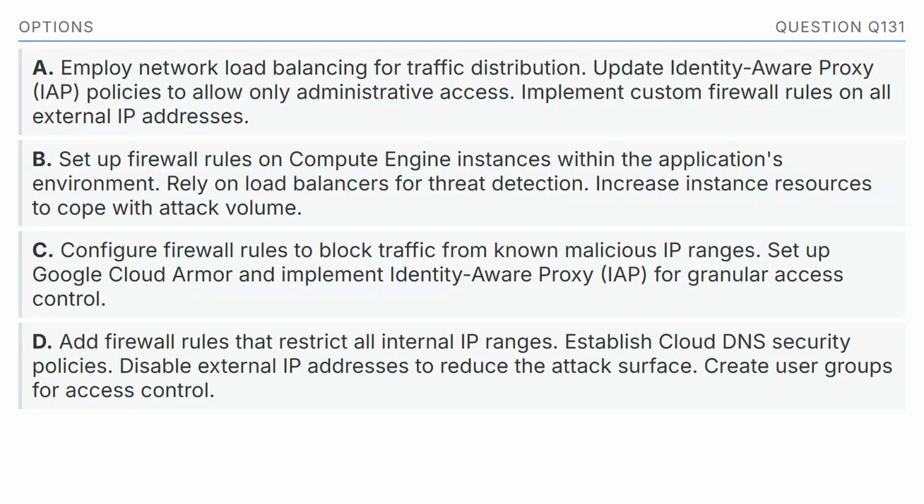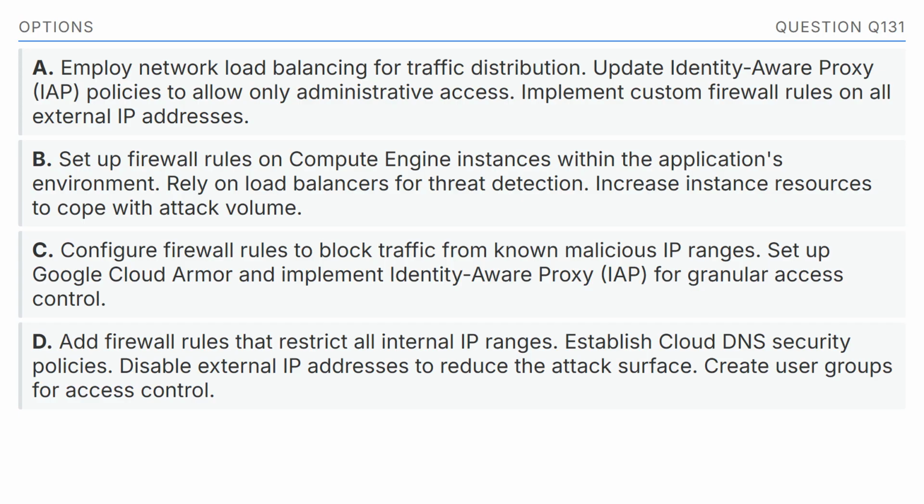The options are: Option A, employ network load balancing for traffic distribution. Update identity-aware proxy (IAP) policies to allow only administrative access. Implement custom firewall rules on all external IP addresses. Option B, set up firewall rules on Compute Engine instances within the application's environment. Rely on load balancers for threat detection. Increase instance resources to cope with attack volume.